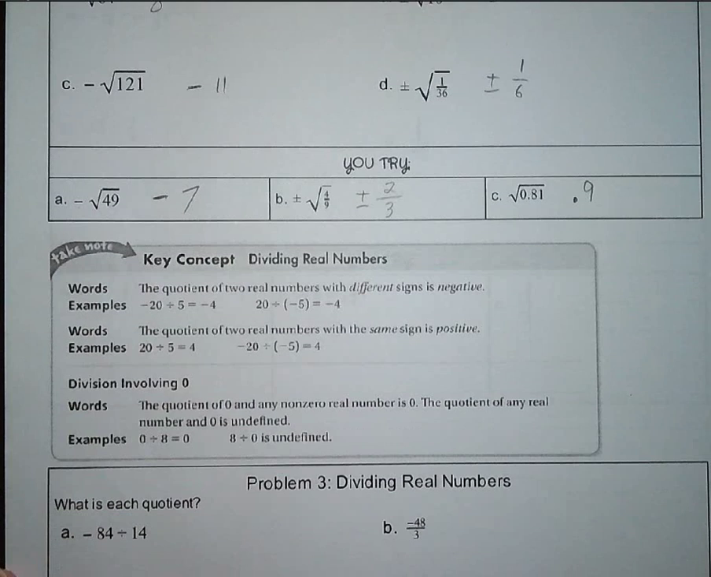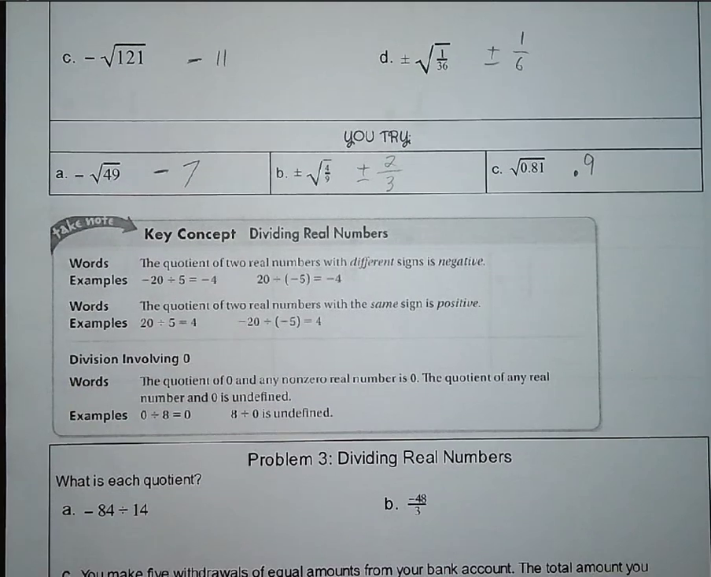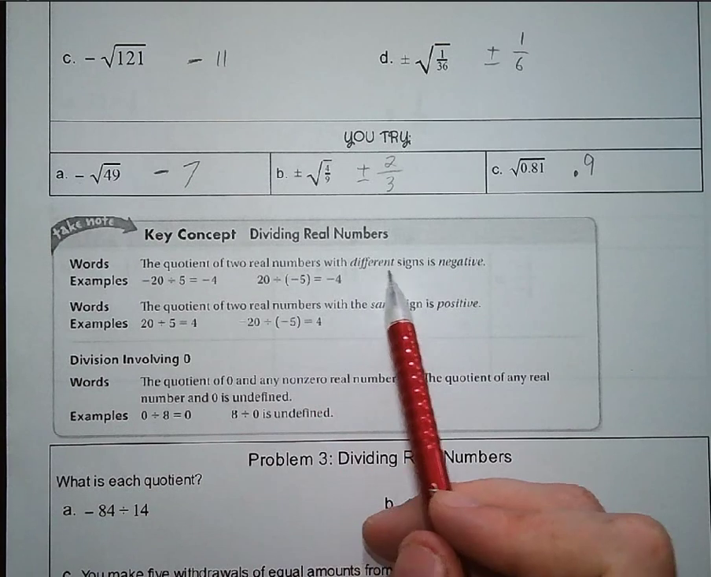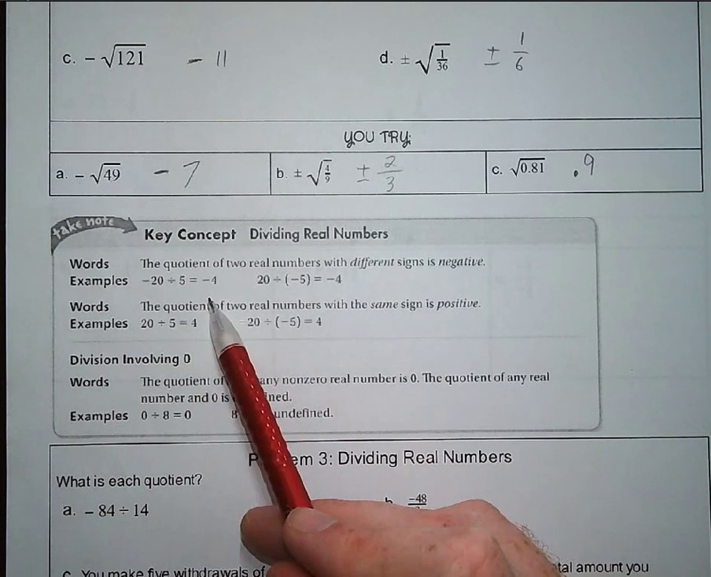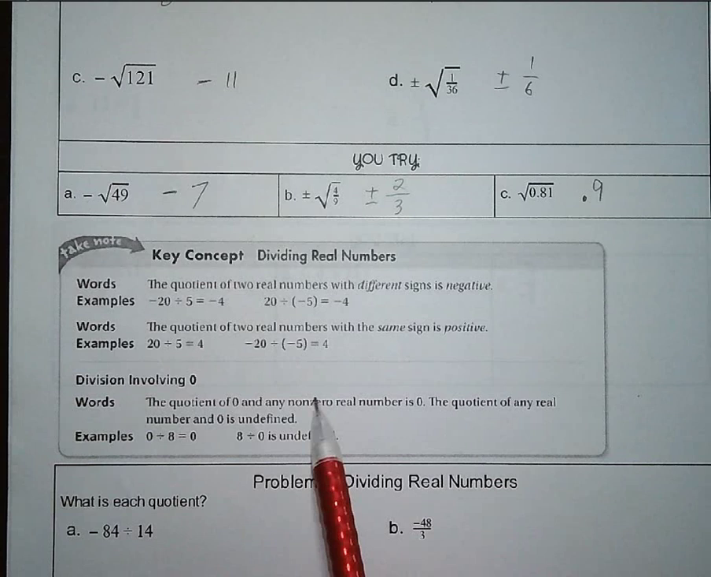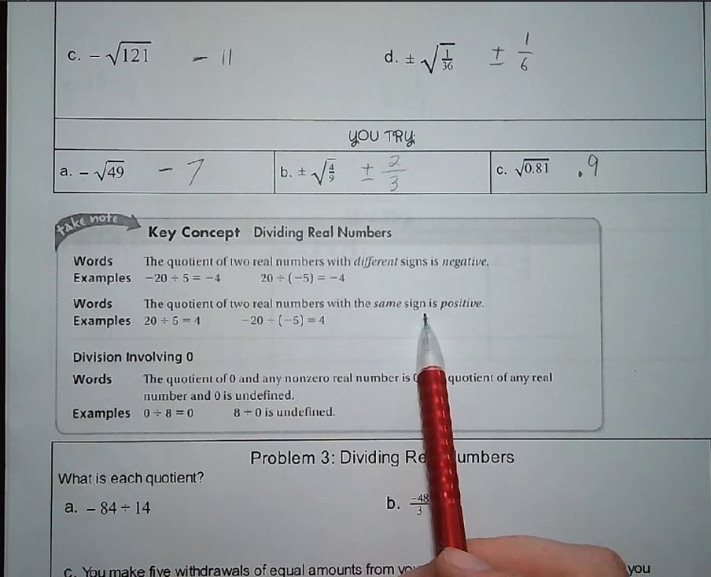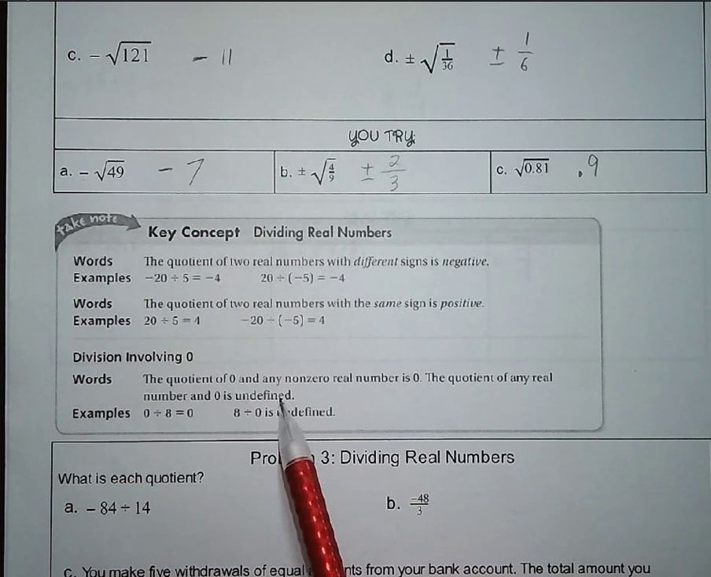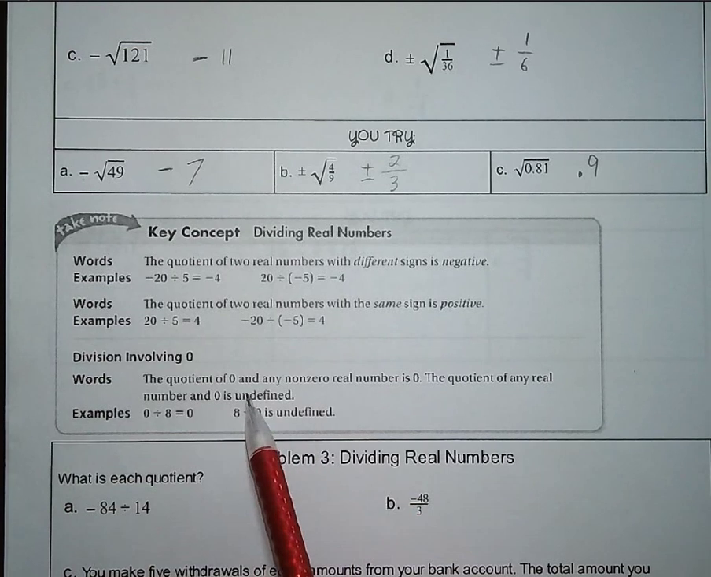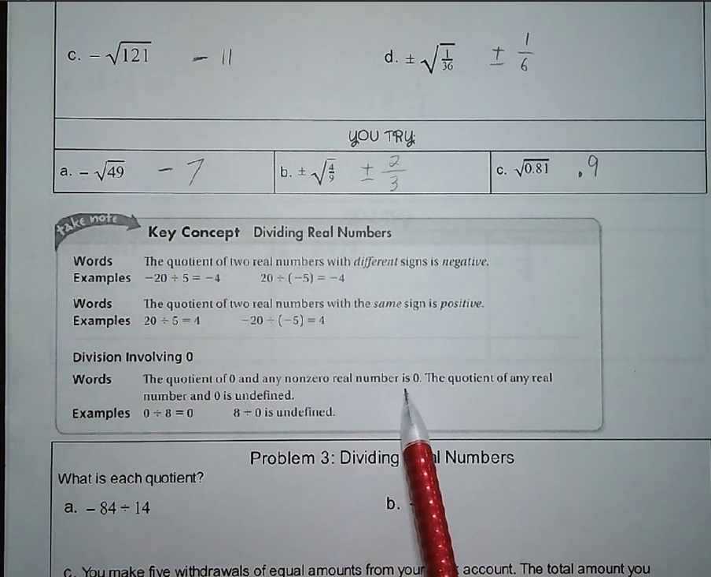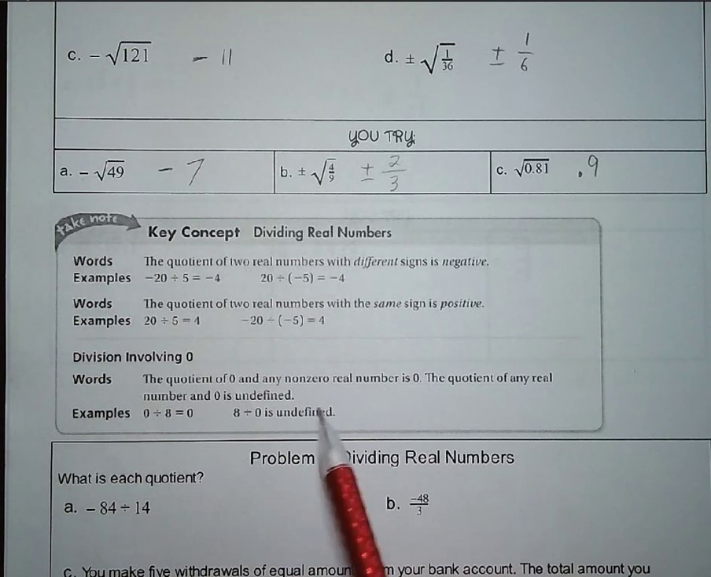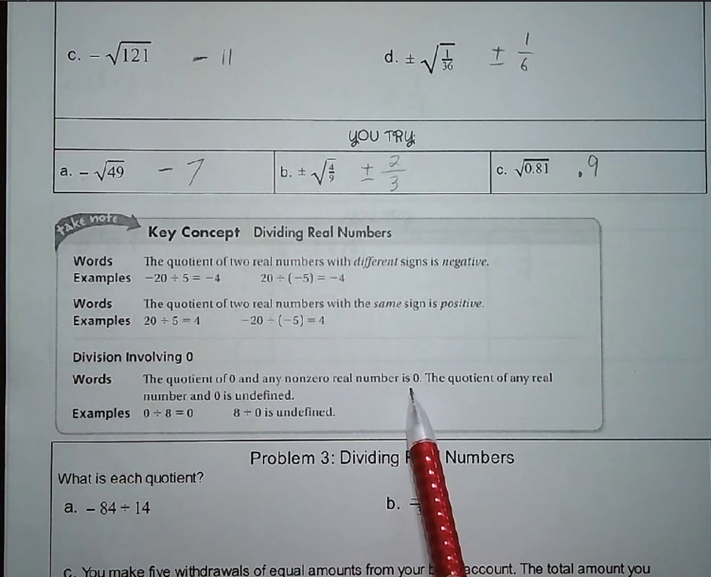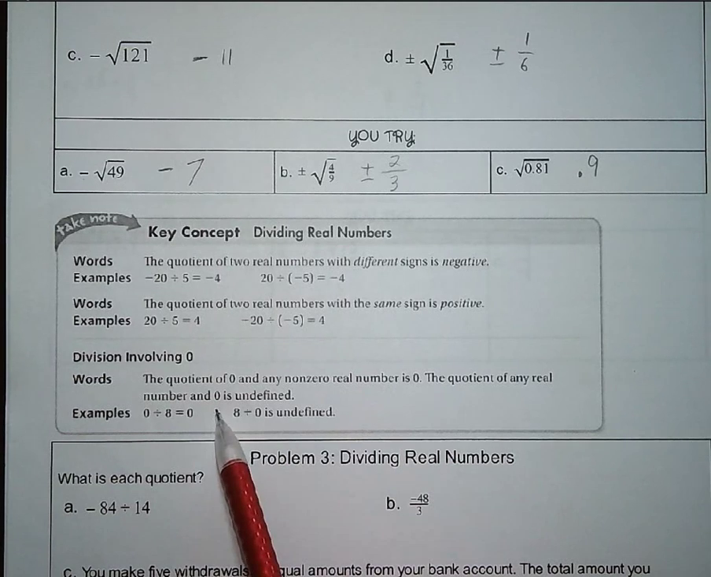Now, our key concept for dividing real numbers: two numbers with different signs, the quotient is going to be negative. Two numbers with the same sign, the answer is positive. The quotient of 0 and any non-zero number, so anything other than 0 in the denominator, is going to be 0. 0 in the denominator is undefined.